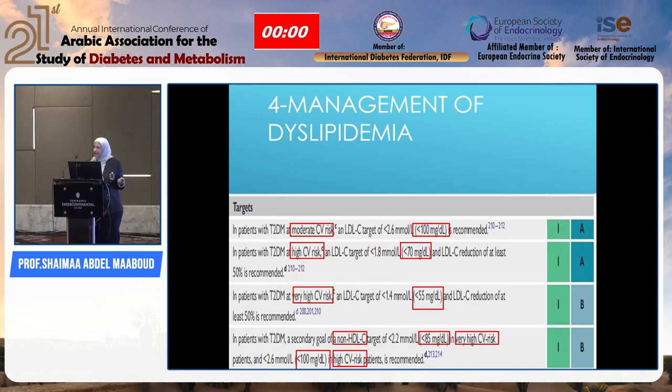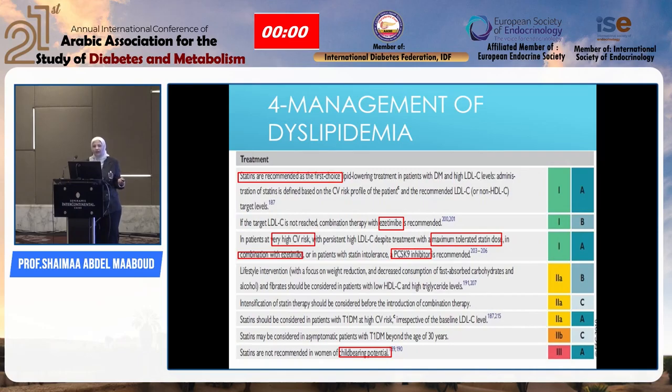According to non-HDL cholesterol, it is very important to be less than 85 for the very high risk and 100 milligram per deciliter in very high risk with cardiovascular event. Statins are recommended as the first choice for the control of hyperlipidemia, as well as we can add ezetimibe if the patient does not tolerate a high dose statin and should go to the target LDL cholesterol. In very high risk patients with cardiovascular events, we can also start a PCSK9 inhibitor. It is recommended if the patient does not tolerate statin.